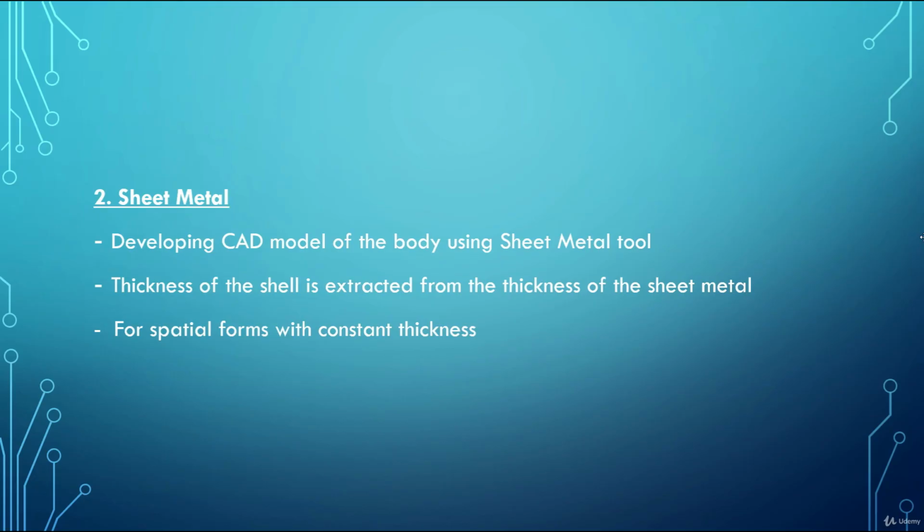So we're going to have the same model with the same dimensions, and in the first case, we're going to develop that model by using surface tools. And then in the second case, we're going to develop that model by using sheet metal tools. And then we're going to use shell finite elements to create a static analysis.